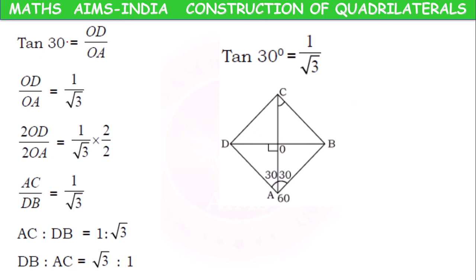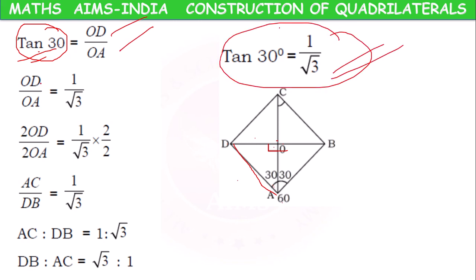In trigonometry, we have a formula. If you take tan 30, for 30 degrees the opposite side is OD and the adjacent side is OA. This angle O is 90 degrees, so opposite to it AD will be the hypotenuse. So according to trigonometry, tan 30 value is OD by OA, but tan 30 equal to 1 by root 3. So OD by OA equal to 1 by root 3. If you multiply and divide with 2, OD by OA becomes 2 OD by 2 OA.